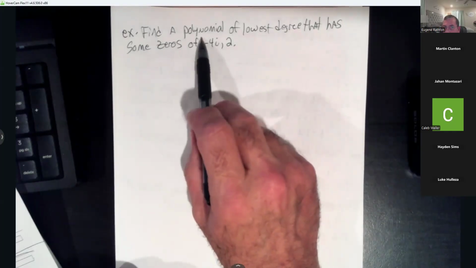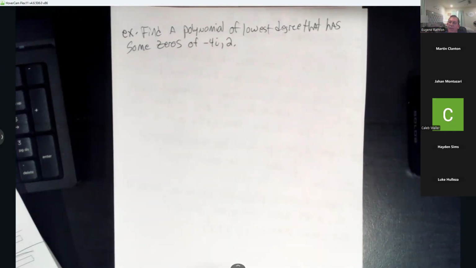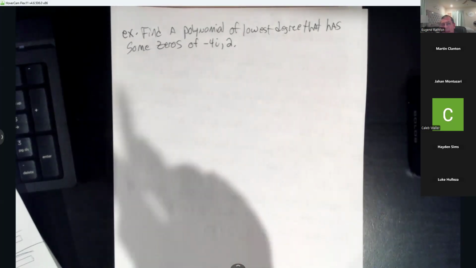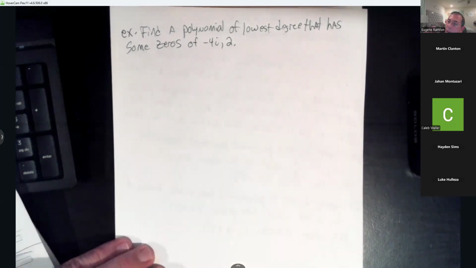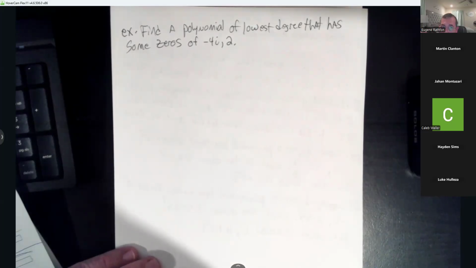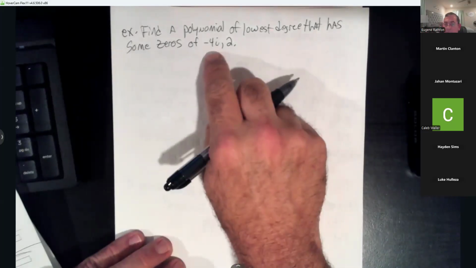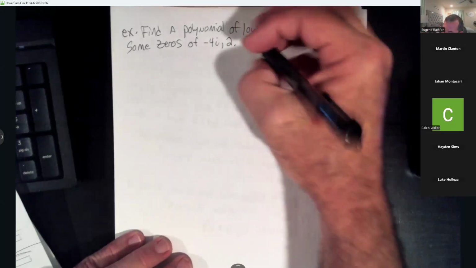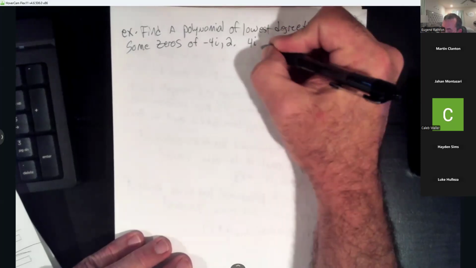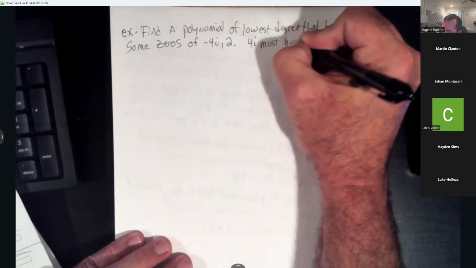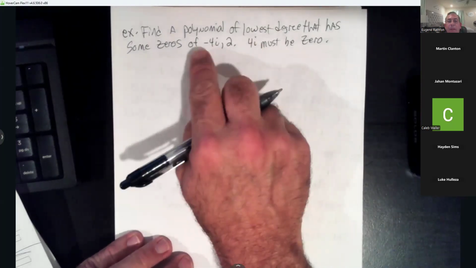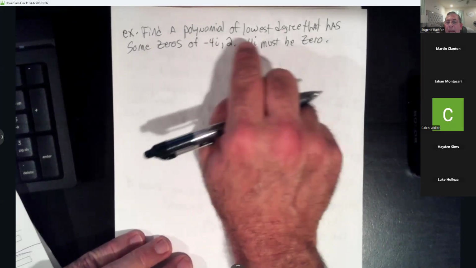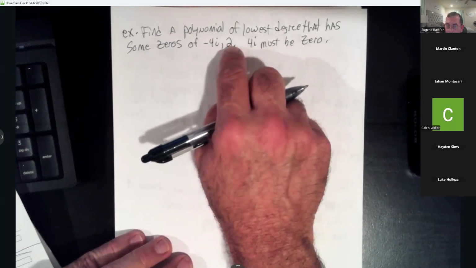They want me to find the polynomial, so that means I need to come up with a function when I'm done. But y'all, guess what? Right off the bat, they're giving me 2 zeros, but we really have 3 zeros. Because if negative 4i is a 0, positive 4i must also be a 0, because those come in conjugate pairs. So my zeros are negative 4i, 4i, and 2.